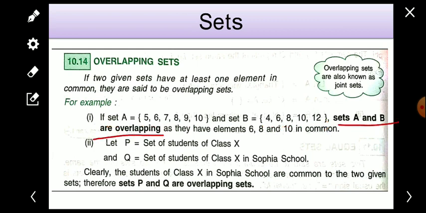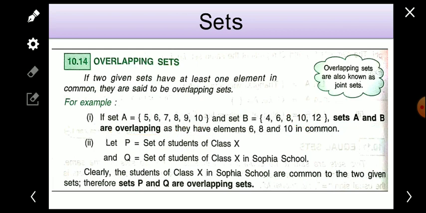They have common elements, as we can see that 6 is a member of set A, 6 is a member of set B also, 8 is a member of set A, 8 is a member of set B also. Like this, 10 is a member of set A, so 10 is a member of set B also. So here a few elements are common to both the sets. It means they are overlapping sets.